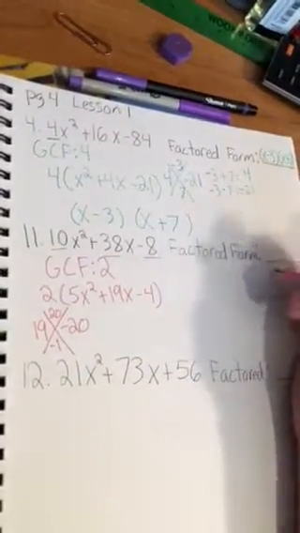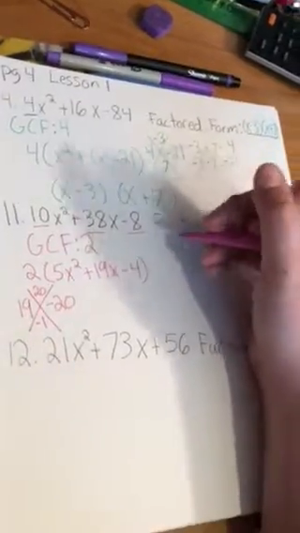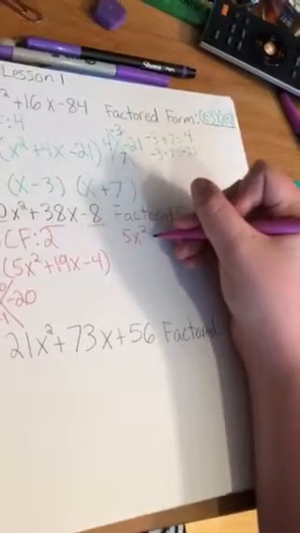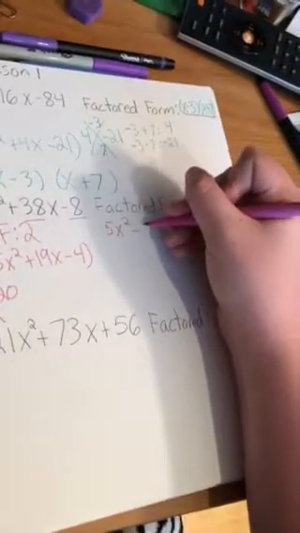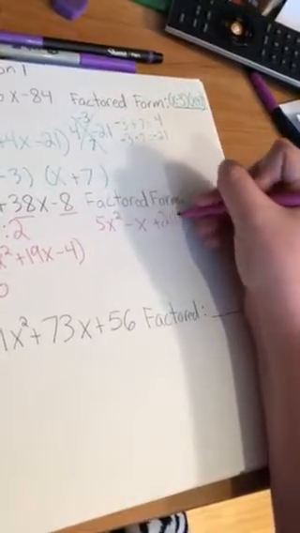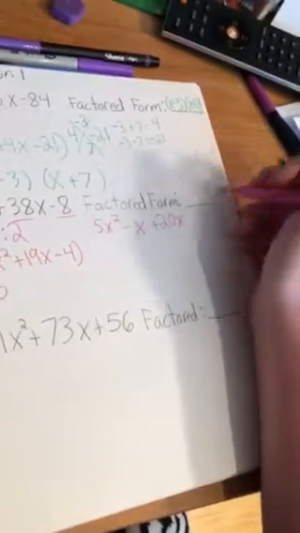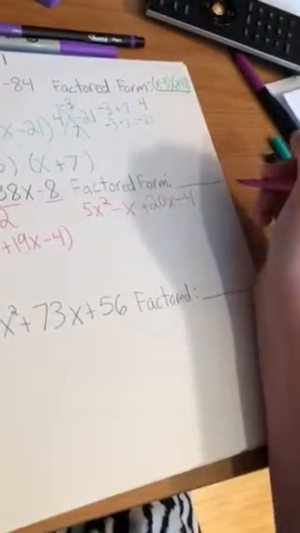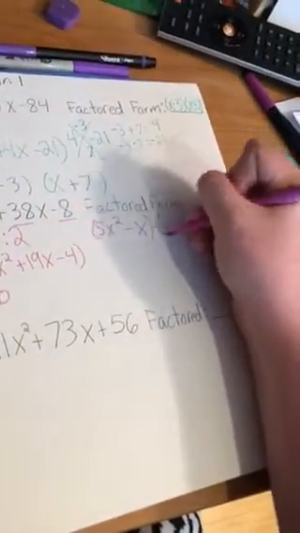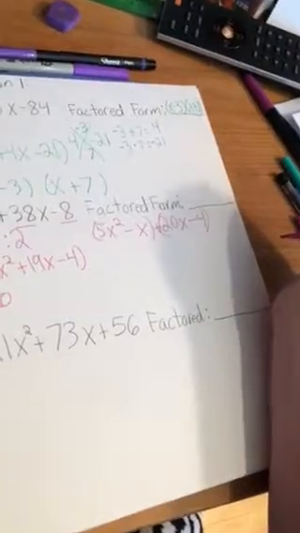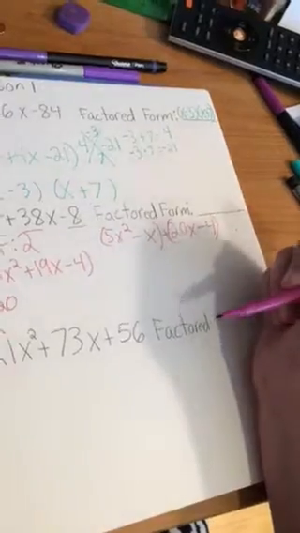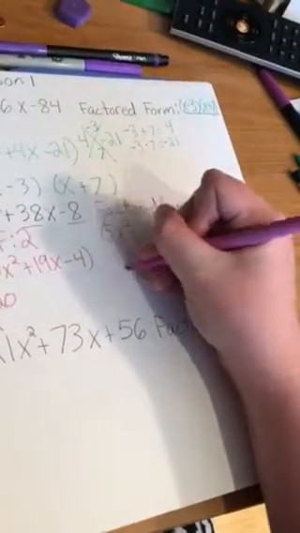So when we write this out using our magic numbers, we're going to have 5x squared minus 1x plus 20x minus 4. Now we can group it. Once we group it, in our first parentheses, or our first group, we want to find the greatest common factor. Our greatest common factor is 1x.